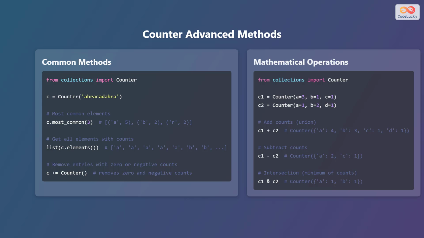To subtract the counts, use c1 - c2. This results in a counter with A equals 2 and C equals 1. To get the intersection, or the minimum of the counts, use c1 & c2. This results in a counter with A equals 1 and B equals 1.